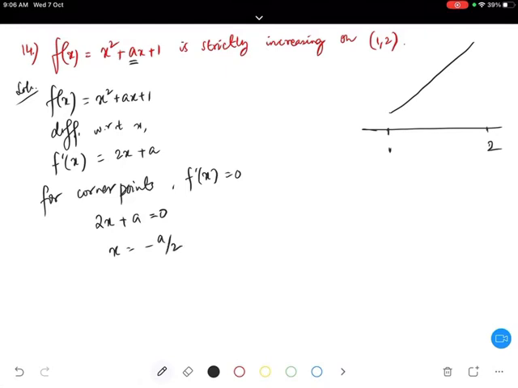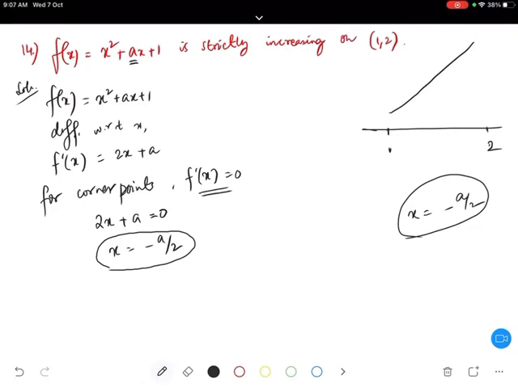Now listen very carefully. It says what? My function is increasing function, right? Yes or no? So if the function is increasing, my x value I got what? Minus a by 2, right? Am I clear? X value we got what? Minus a by 2. Yes or no? This is the value of x. The corner point is minus a by 2 when f dash x equal to 0, right?